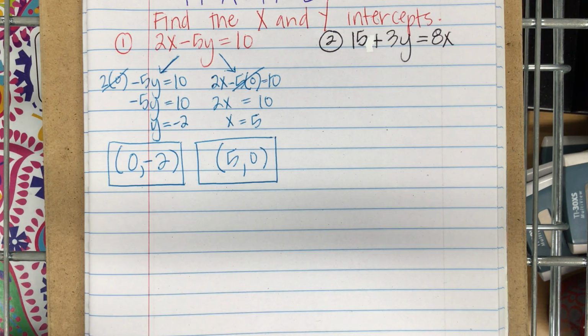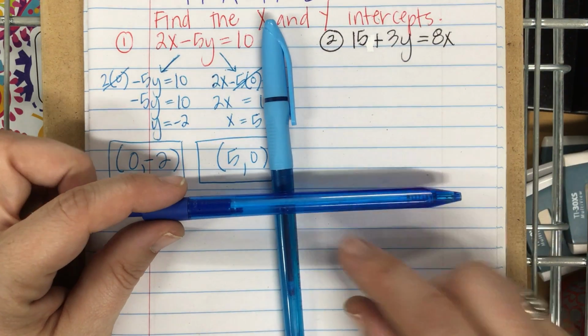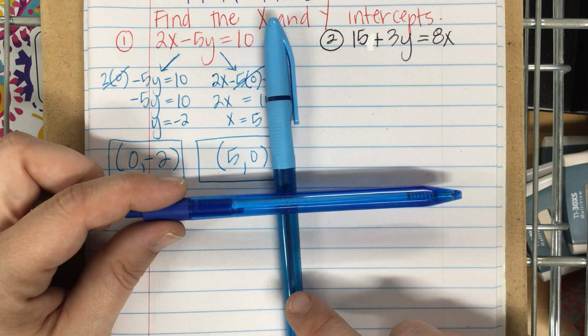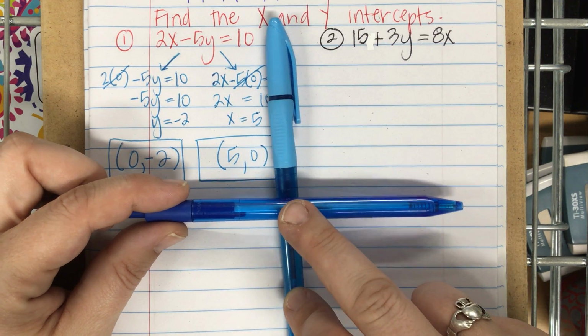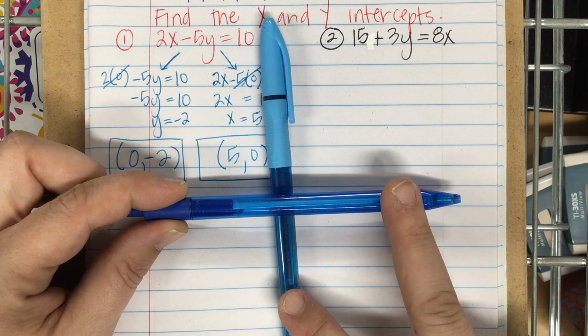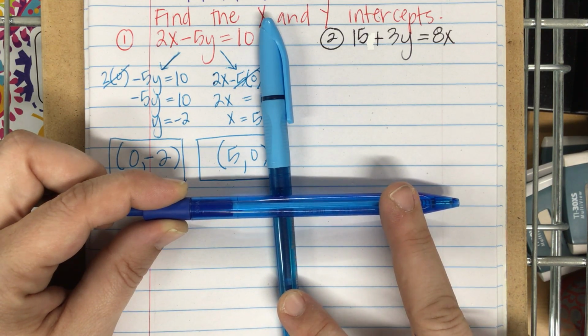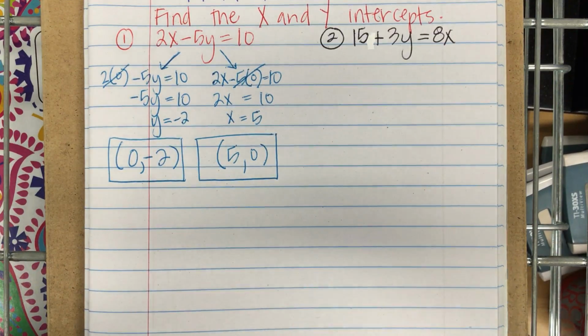Can you visualize this graph? Does it have a positive or a negative slope? Visualize. Where's 0, negative 2? And 5, 0. So between my 2 fingers, is it going up to the right or down to the right? Up to the right, so it has a positive slope.